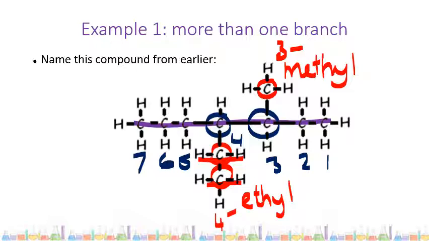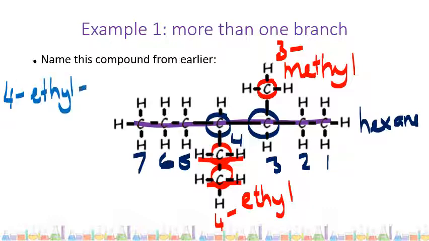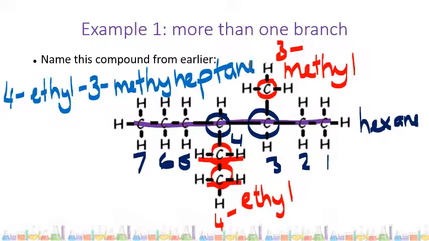The next step is to put those alphabetically in front of our base name, which we got as heptane. So I'll write that over here. Alphabetically, ethyl comes first, so it's going to be 4-ethyl. We separate it with a hyphen from 3-methyl, and remember it's all one word at the end, so we've got 4-ethyl-3-methylheptane, and that's the name of this molecule.